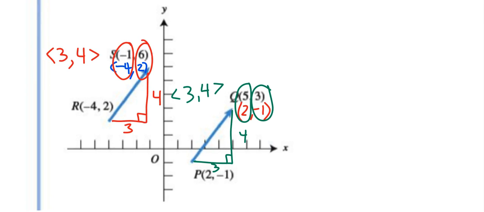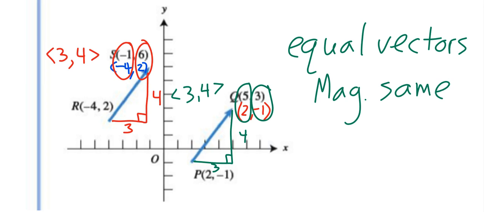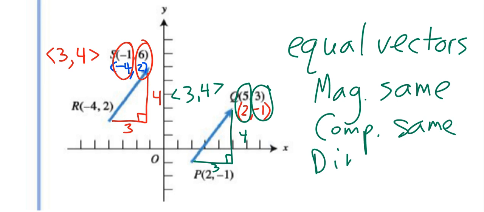Now, describe to me what it means for two vectors to be equal vectors. If I said that phrase, equal vectors, okay, so magnitude would be the same. Component form would be the same. And you said direction would be the same? You would be correct.